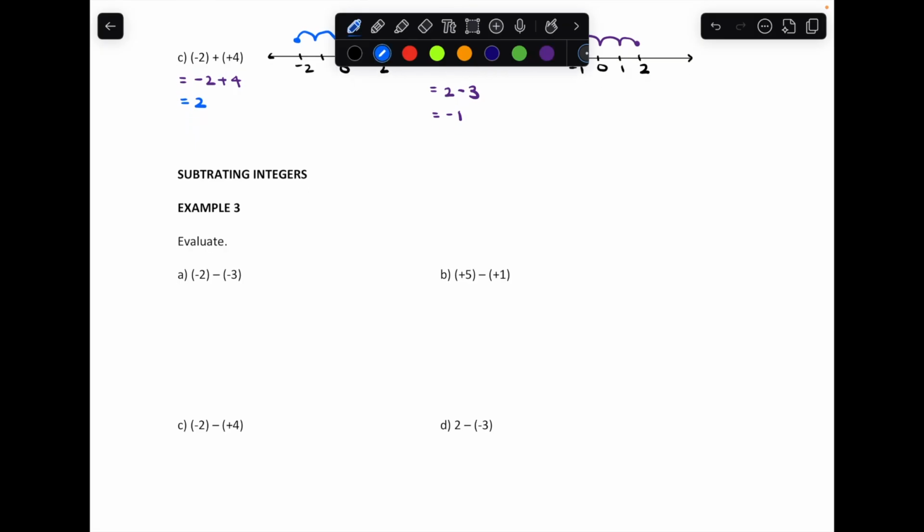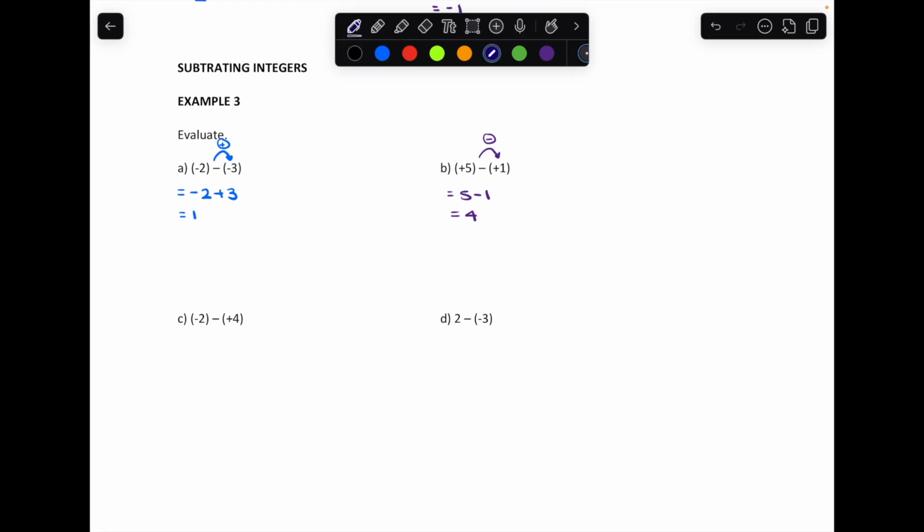Here when we're subtracting integers, we have -2 minus -3. Here, negative times a negative will give us a positive. So here, that would be -2 plus 3, which will give us an answer of +1. Here we have +5 minus +1. Negative times a positive will give us a negative, which is equal to 5 minus 1, which is equal to 4.